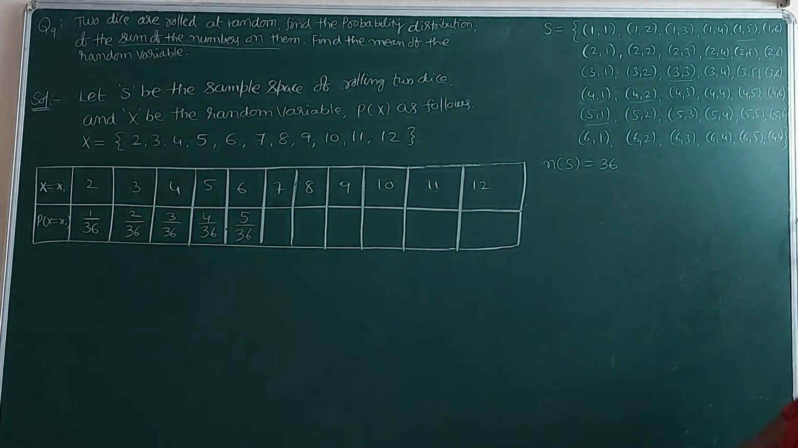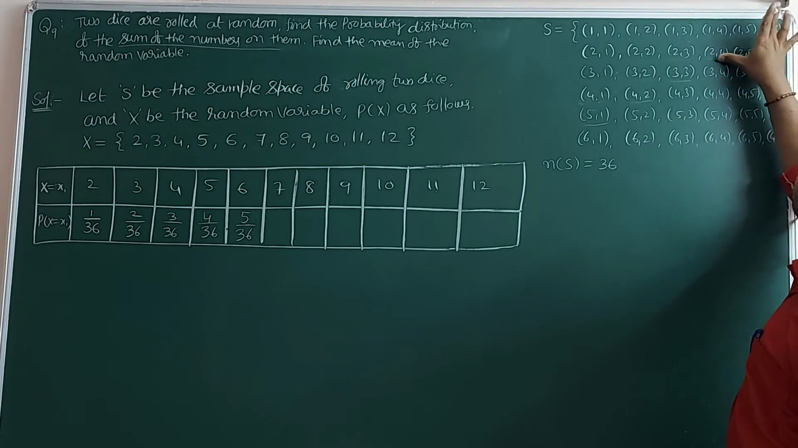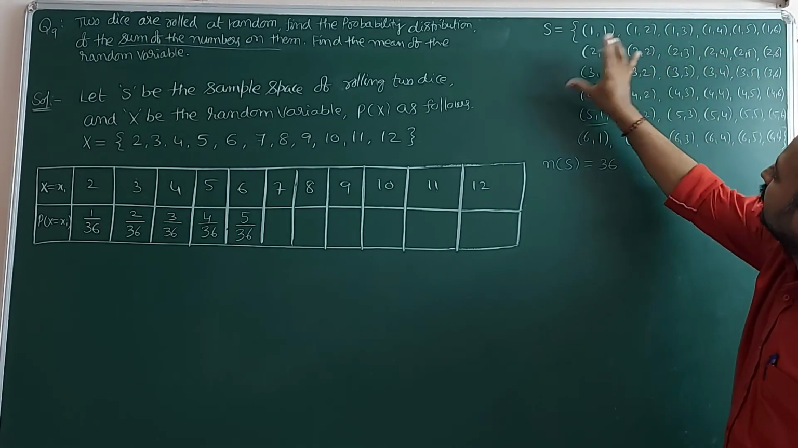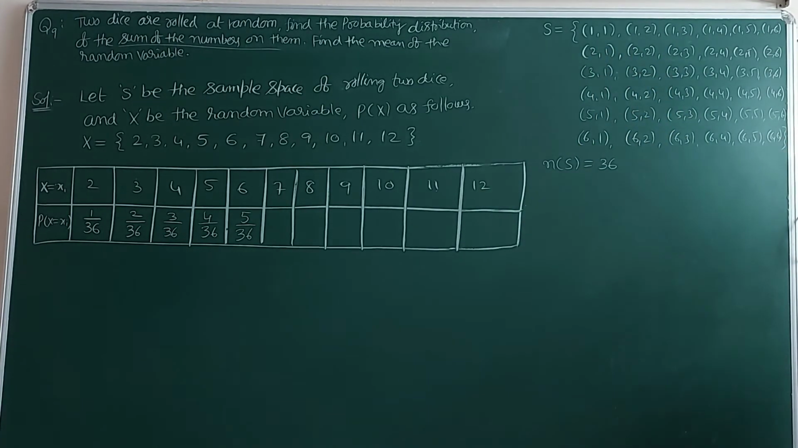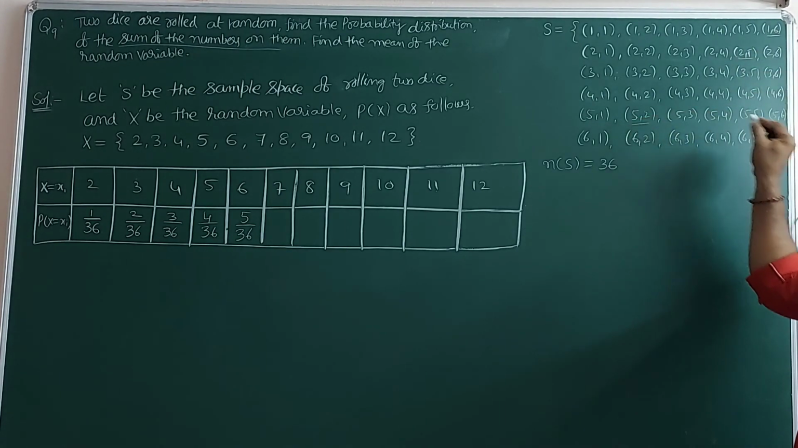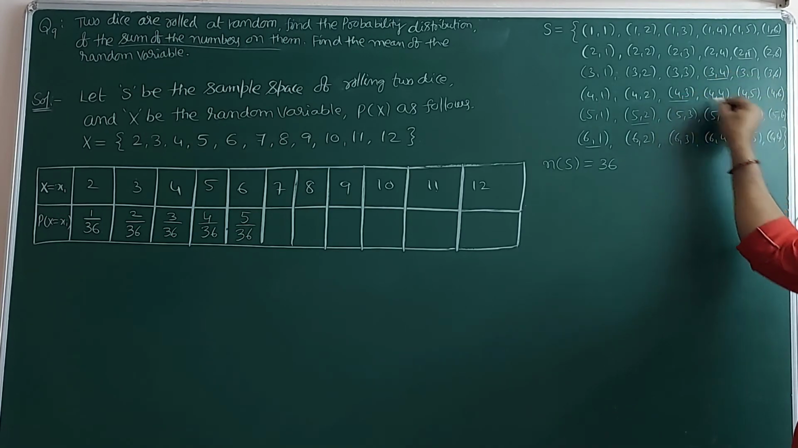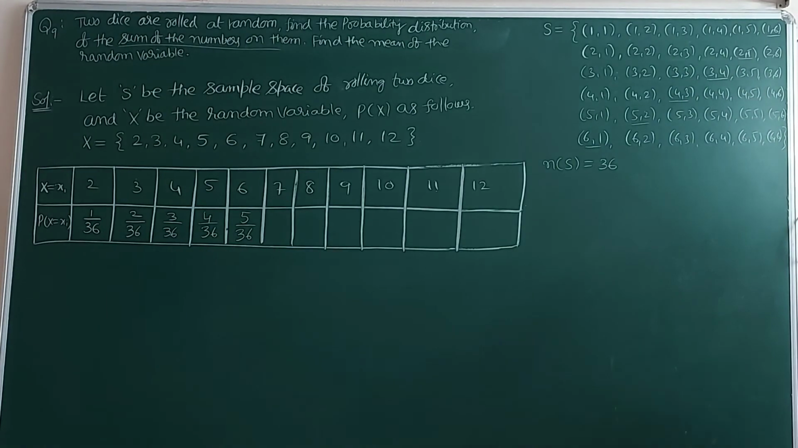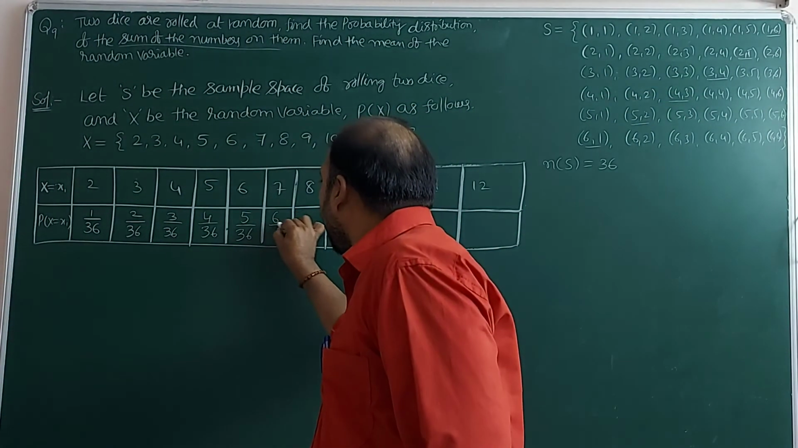And next, the sum of the numbers is 7. So we need to get 7: 1, 6, 2, 5, 5, 2 and 6, 1, 3, 4, 4, 3. 1, 2, 3, 4, 5, 6. These are the 6 possibilities. 6 by 36.